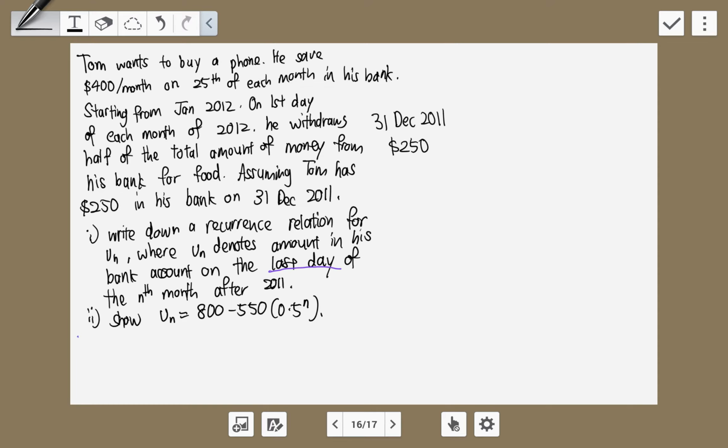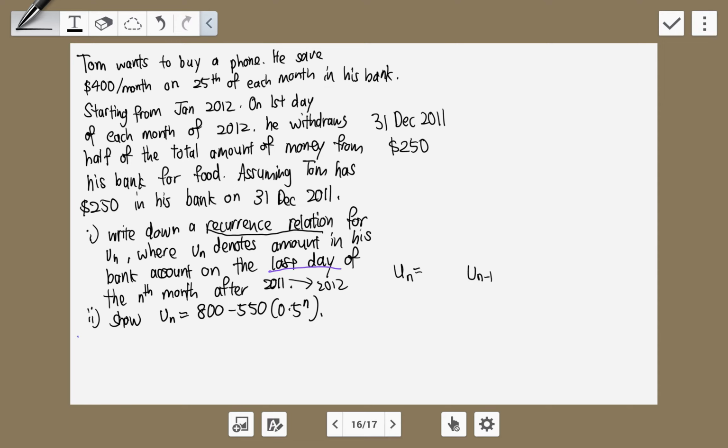Okay, so you want to write down a recurrence relation. When we talk about recurrence relation, it is always relating this period with the earlier period. I will form an expression of U_n in terms of U_(n-1), the previous period. But I need to know what my U_n is first, where U_n denotes the amount in his bank account on the last day of the nth month after 2011. So after 2011 means 2012, the nth month after 2011.